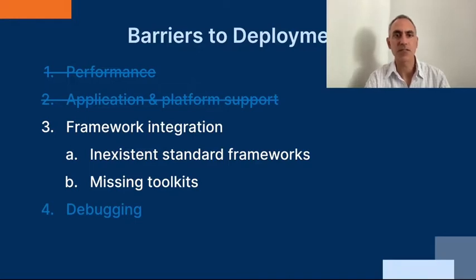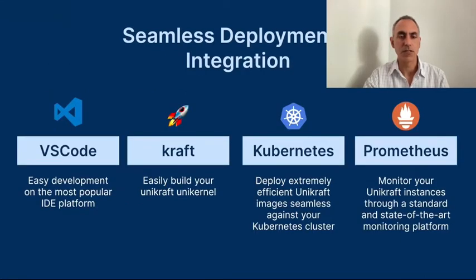Okay, the third barrier to deployment was framework integration. Many Unikernel projects, when they came out, there were no obvious standard frameworks such as Kubernetes today. And even many of them didn't have any toolkits. So building these Unikernels was a matter of getting dirty with makefiles and so forth. So it was really difficult, a lot of engineering effort to get started with these. So in Unikraft, we're trying to make this as painless as possible, and we've done this in several steps.